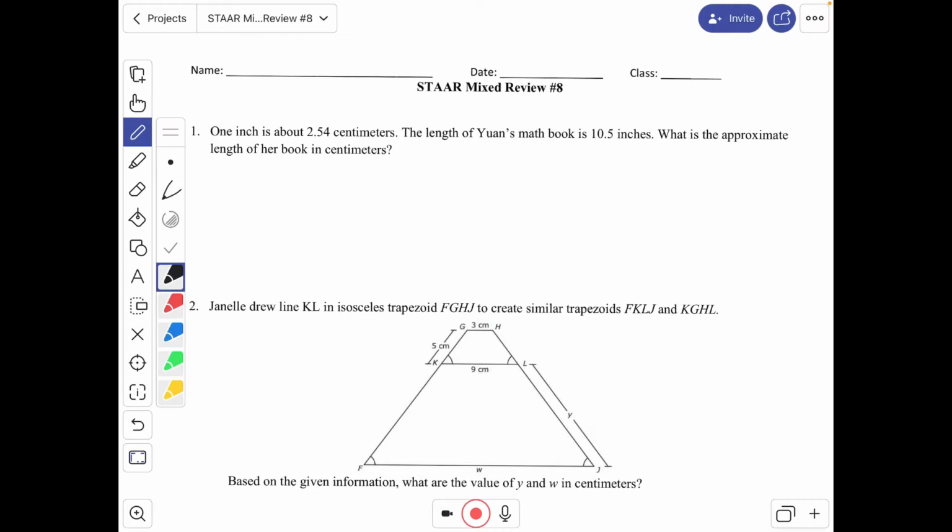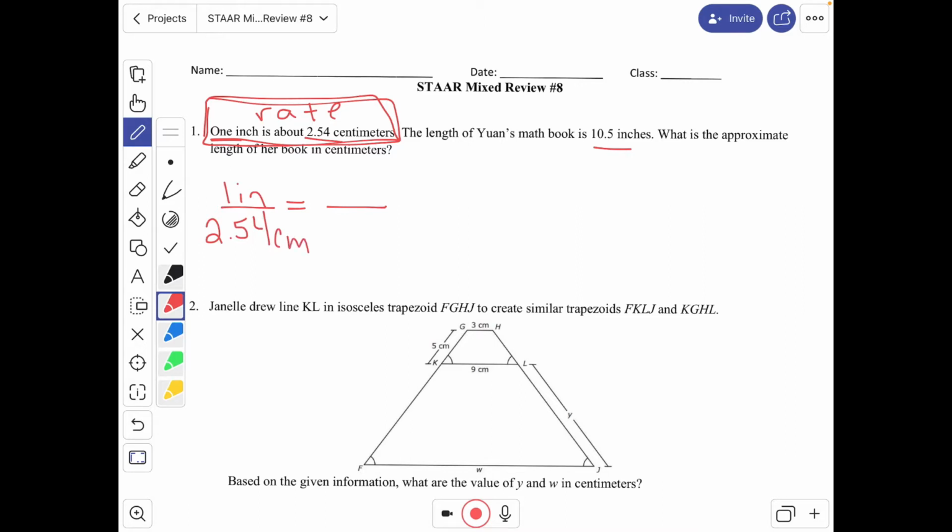They have given us 3 numbers. And they're also giving us a rate. Those are indicators that we need a proportion. Our first fraction should be the first rate that they gave us. 1 inch is 2.54 centimeters. And since the other number is inches, it needs to go on top with the inches.